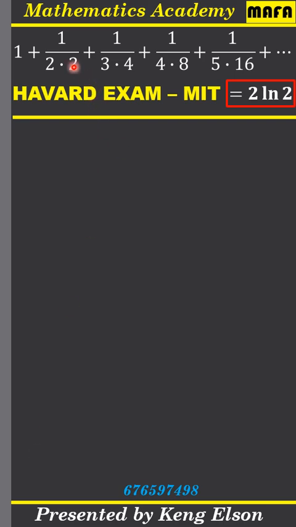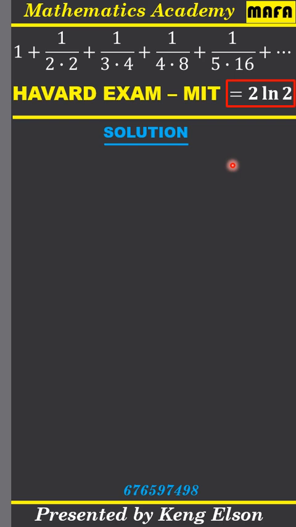So in this video we are going to be solving a Harvard exam from MIT, and the question reads: show that 1 plus 1 on 2 times 2 plus 1 on 3 times 4 plus 1 on 4 times 8 plus 1 on 5 times 16, right up till forever, is equal to 2 times ln 2. So this problem is very technical because we are going to be using so many concepts which is going to marvel you, so stay tuned as you watch.